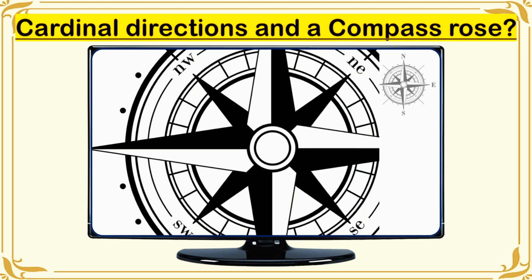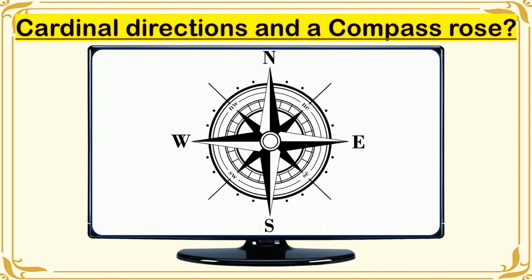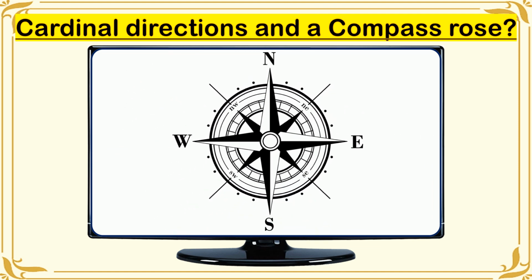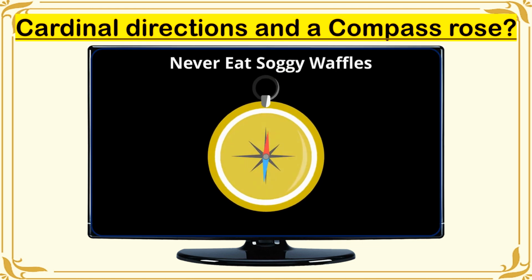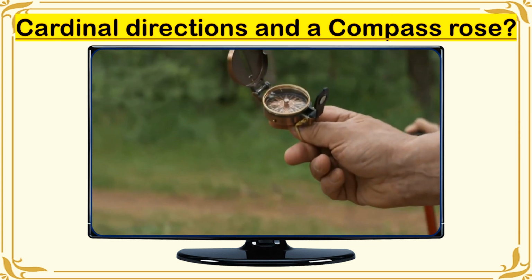Finally, you can add directions in between the four main directions. Between north and east, you can add northeast. Between east and south, you can add southeast. Between south and west, add southwest. And finally, between west and north, add northwest. These are your intermediate directions. So remember, eat those soggy waffles to stay on the correct path.